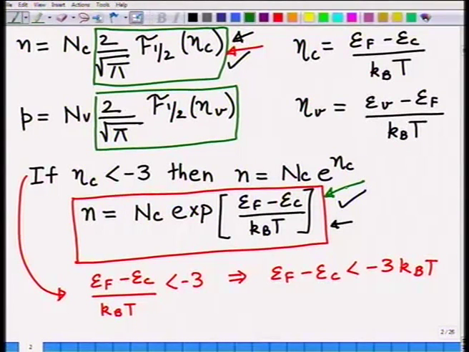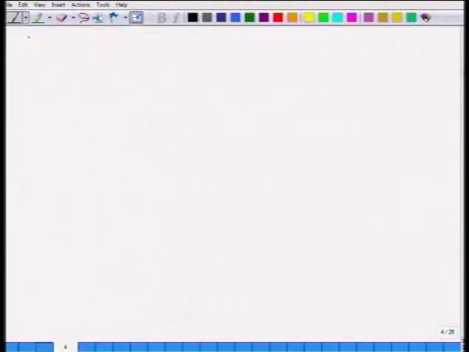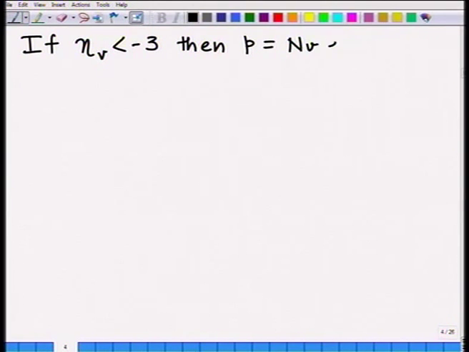All right, let us now do the same thing and evaluate also P, the number of holes in the valence band. For that, we will repeat exactly the same procedure. Whatever is in this box here, we will replace it by e to power eta v now. Therefore, if eta v is less than minus 3, then I can write P as being equal to NV e to power eta v.